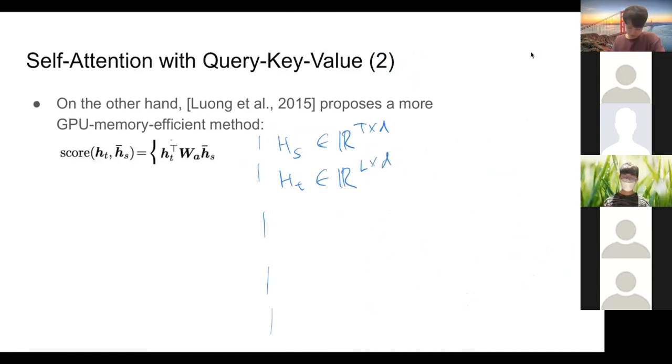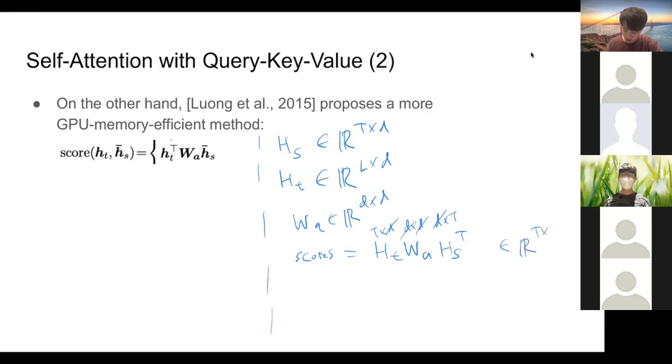But the beauty of this way of computing the affinity is that if you want to compute this at once, you can just compute the scores, which is equal to H_T W_a H_S transpose, where W_a is a D by D matrix. And of course this will have matching dimensions, because it's L by D, D by D, and D by T transposed. So everything cancels out, and what remains is just a T by T matrix.